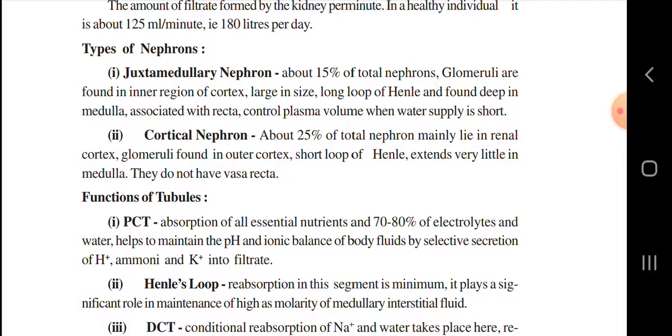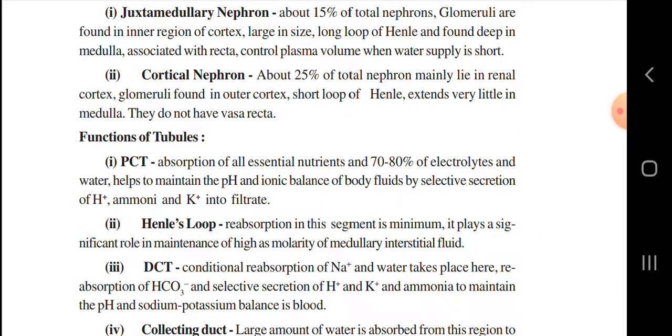Next, types of nephron. There are two types of nephron. Juxtamedullary nephron, about 15% of total nephrons. Glomeruli are found in the inner region of the cortex, and are large in size, with a long loop of Henle. And next is the cortical nephron, about 85% of total nephrons, mainly lying in the renal cortex.